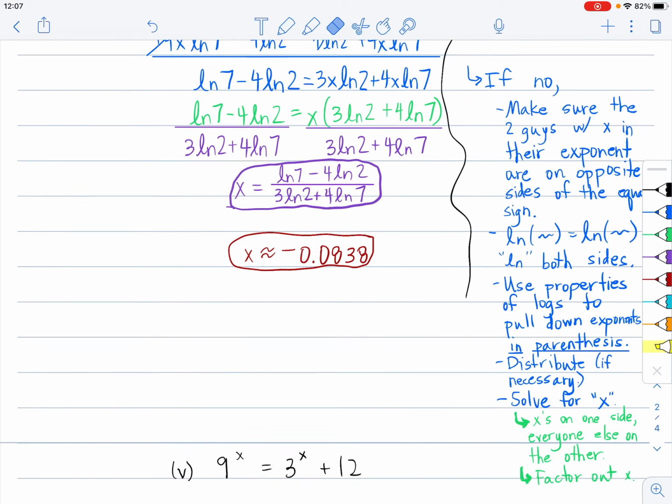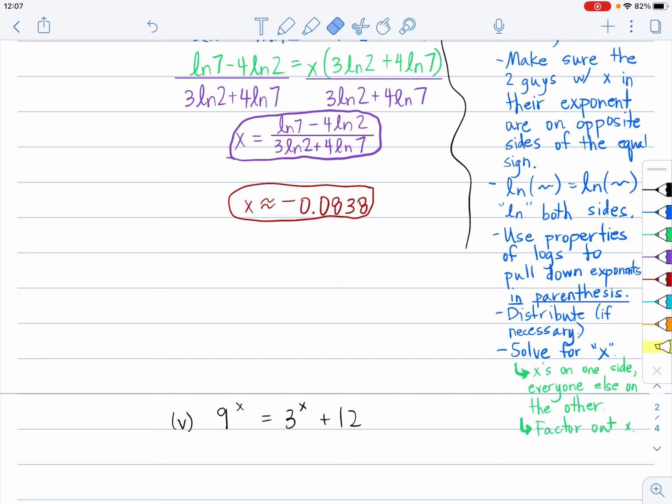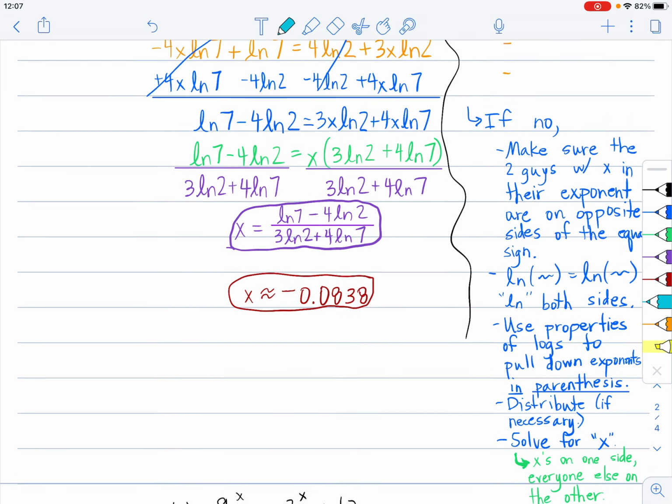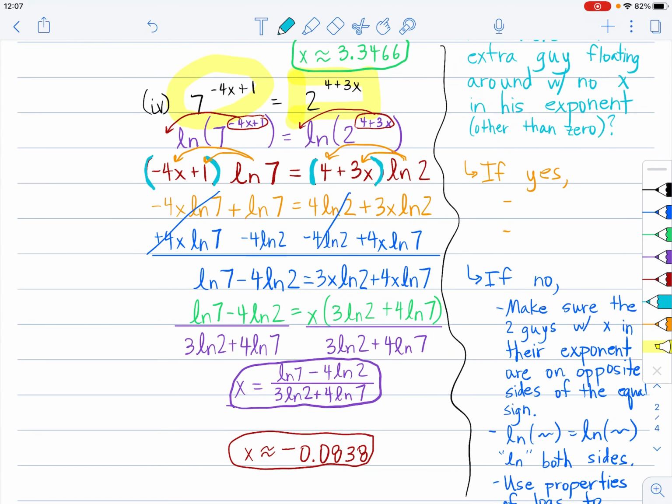Okay, next, example number 5. 9 to the x equals 3 to the x plus 12. If there is an extra guy floating around, plus 12 does not have an x in his exponent. That is not 0. If yes, make one side equal to 0.